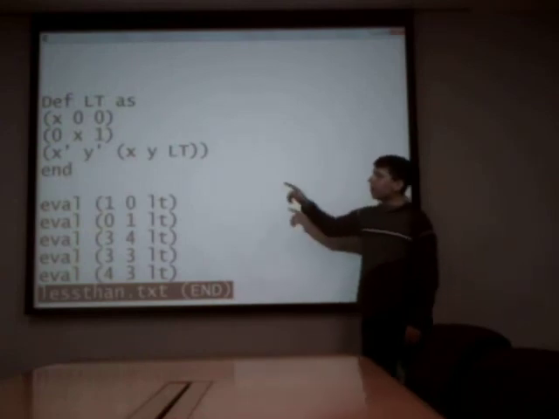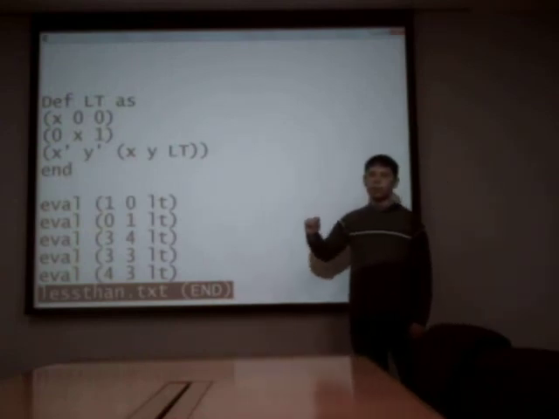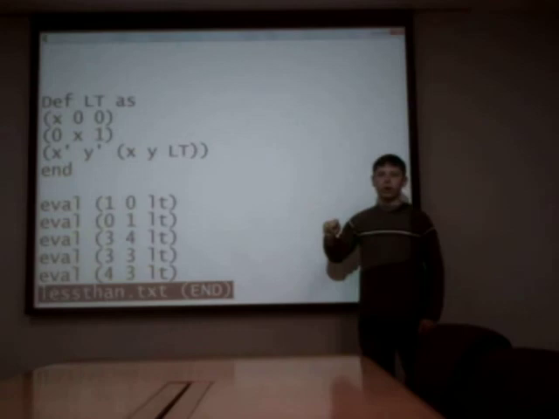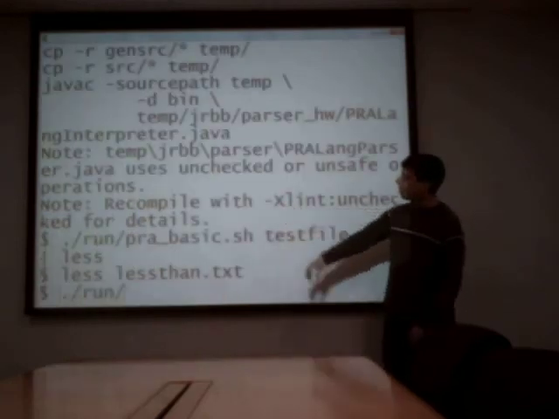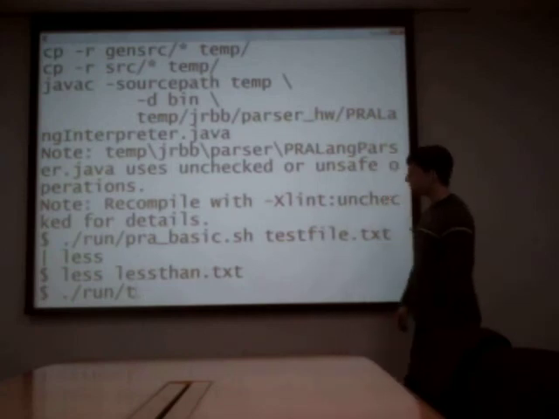And in general, to determine whether one number is less than another, we can subtract 1 from both arguments and then run the less than function on those new arguments. So we test 5 values. Let's run it.